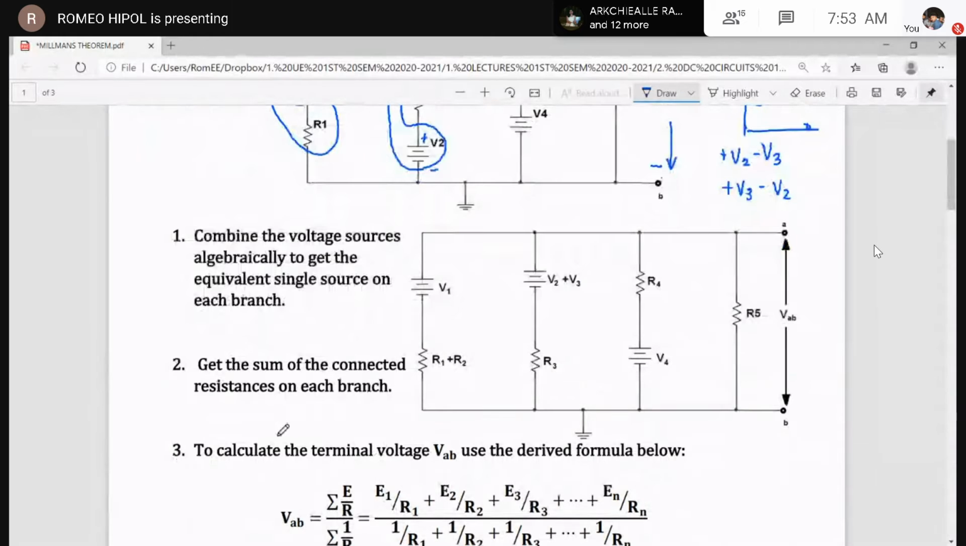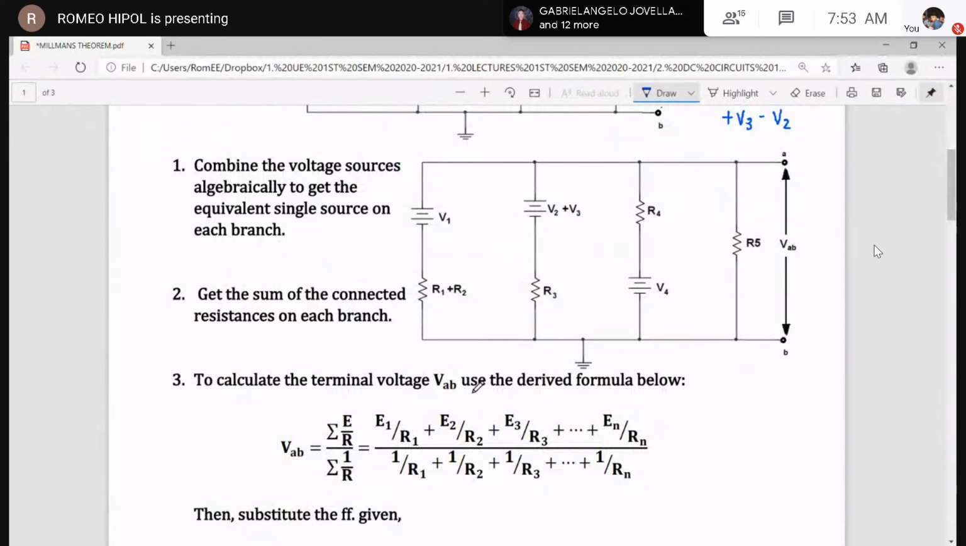Okay, next step is to calculate the terminal voltage AB is derived from the block.